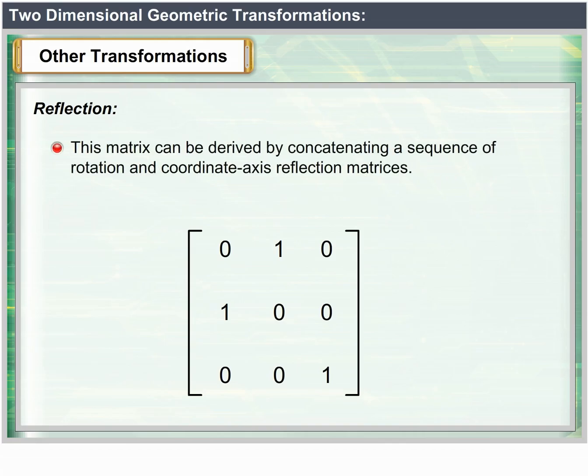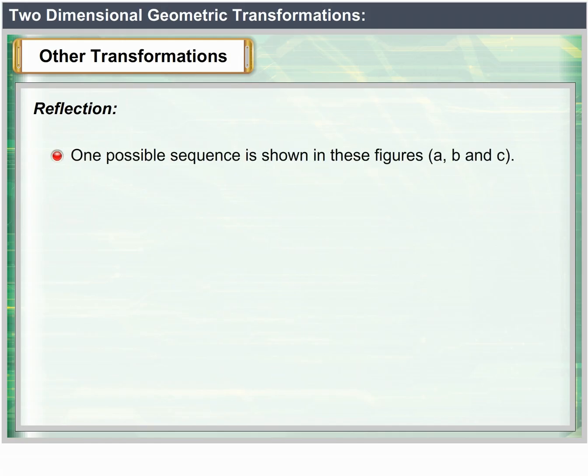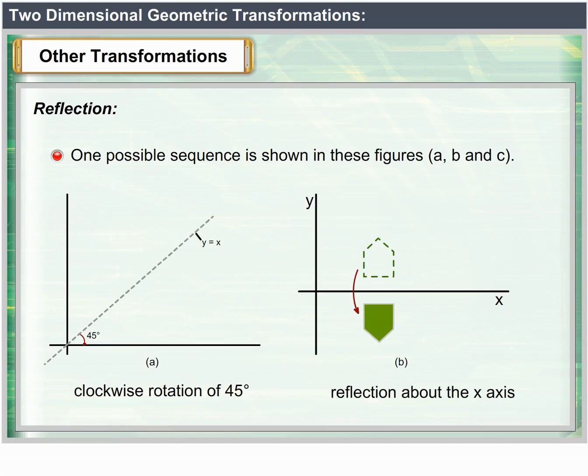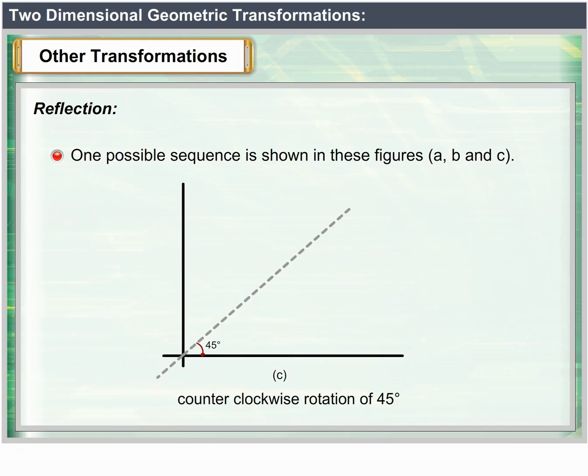We can derive this matrix by concatenating a sequence of rotation and coordinate axis reflection matrices. One possible sequence is shown in these figures. A. Clockwise rotation of 45 degrees. B. Reflection about the x-axis. C. Counterclockwise rotation by 45 degrees.